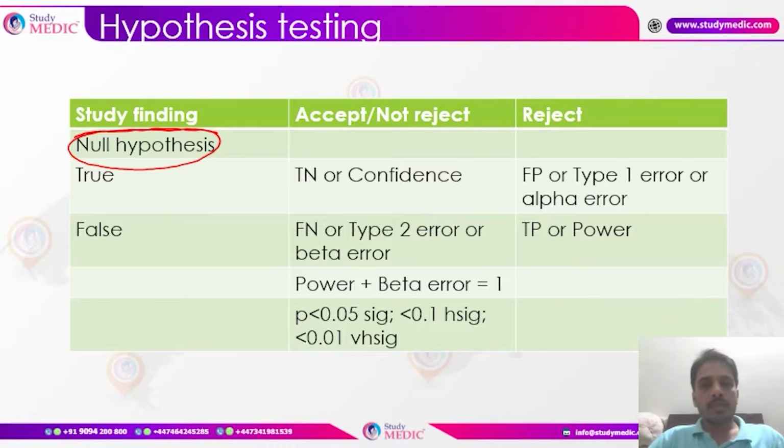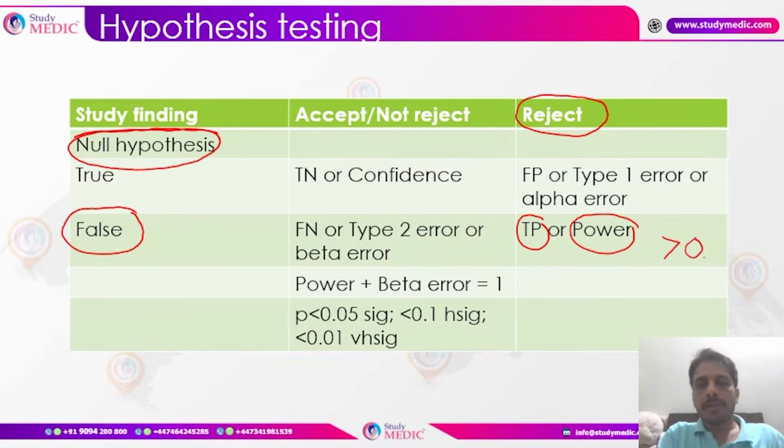Now, some of the questions that are asked are regarding the errors in hypothesis testing. Now, what are those errors? When the null hypothesis is false, and our study also rejects the null hypothesis, then it is called a true positive finding, also called the power. It should ideally be more than 0.8 or 80% in a study.